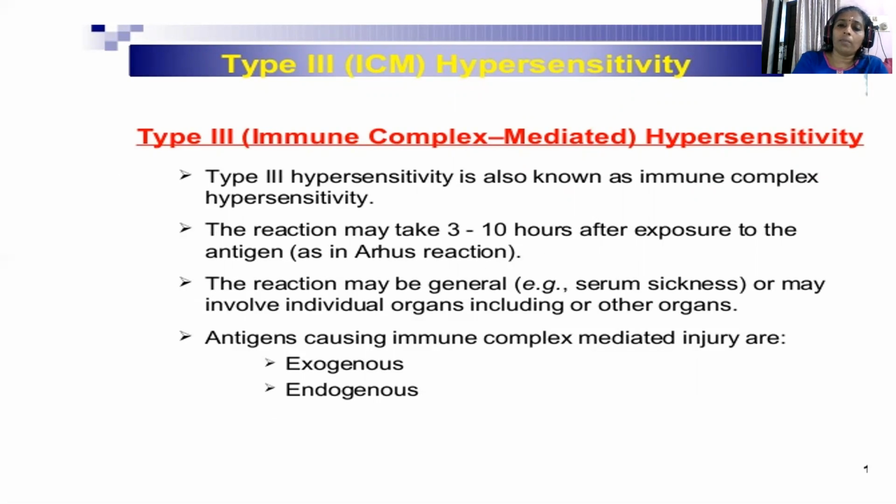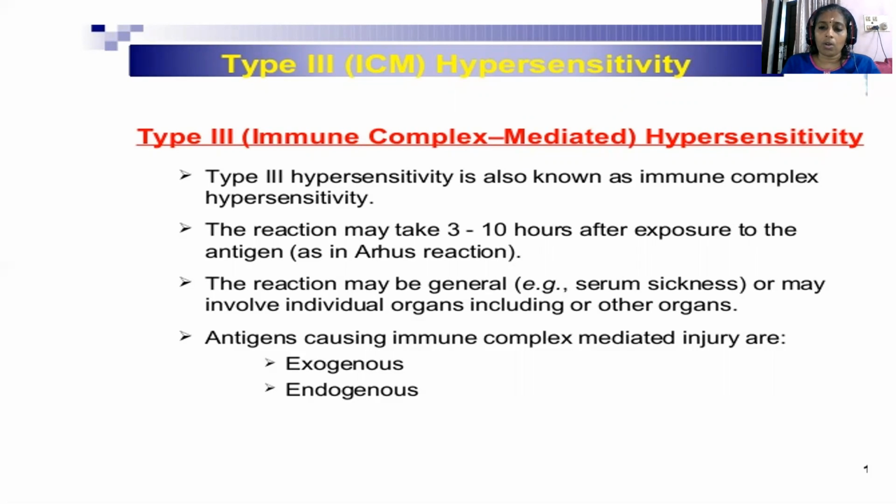So this type 3 hypersensitivity is known as immune complex reactions. The reaction time is around 3 to 10 hours after onset of exposure to antigen. Examples are the Arthus reaction and serum sickness, which are type 3 hypersensitivity reactions. Here the individual organs, including other organs, are getting affected.